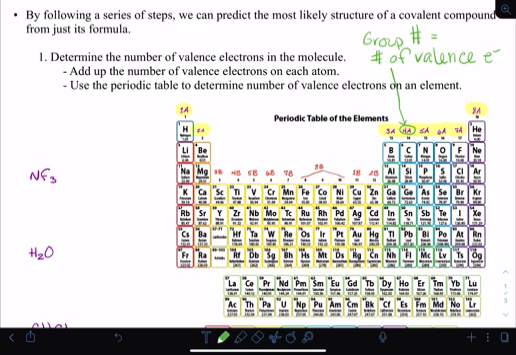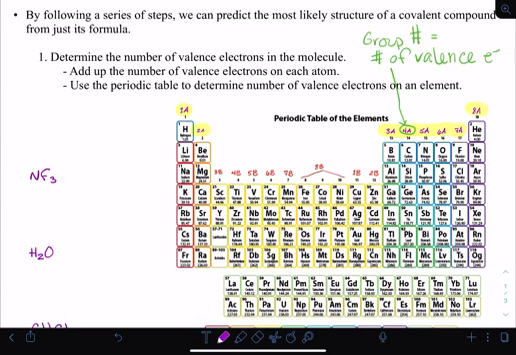I've circled group 4A just as an example. Everything in that family, carbon, silicon, germanium, tin, lead, all have 4 valence electrons. Anything in group 7, fluorine, chlorine, bromine, iodine, all have 7 valence electrons. So just by looking at the group number, we can figure out how many valence electrons are in our structure.